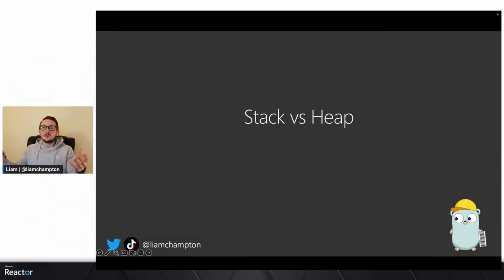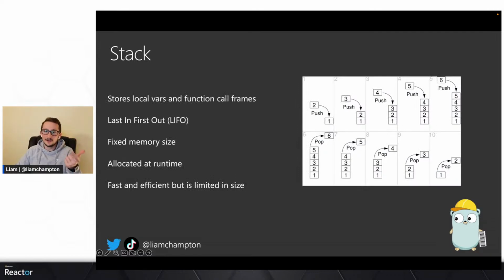So how does Go go around what it does? What happens in memory management? You've got two things: a stack and a heap. Now, a stack stores your local variables and your function call frame. So when you first make your function call, that creates a frame, and then whatever happens inside that function happens within that frame. Okay, and a stack is last in, first out.